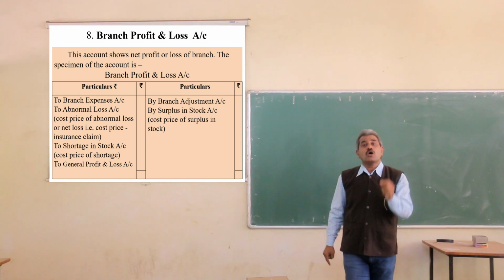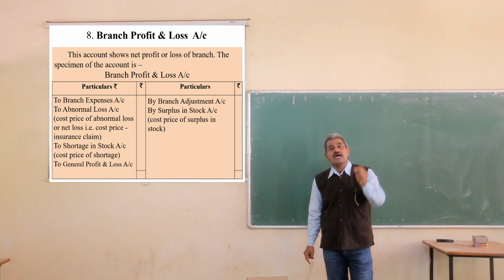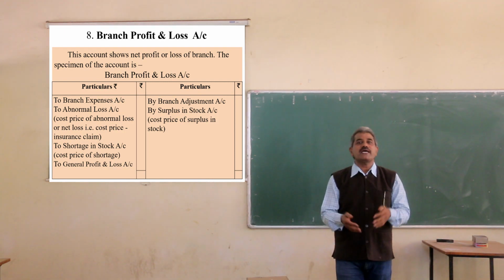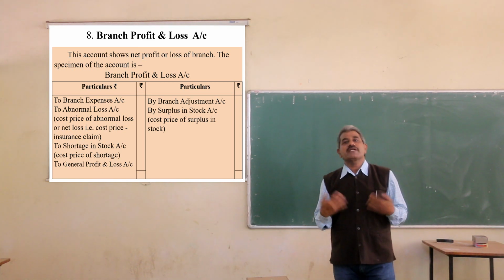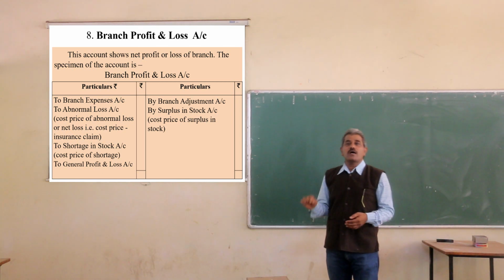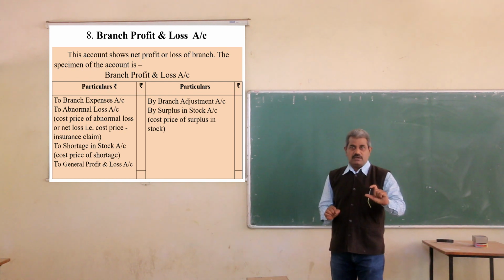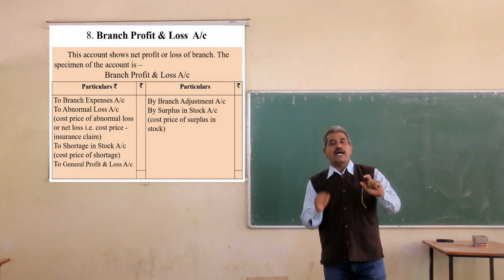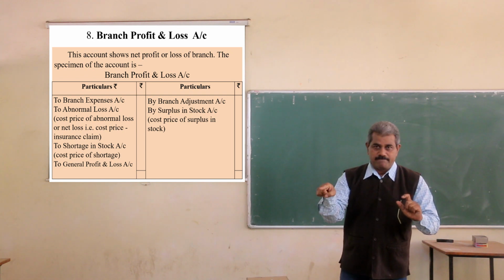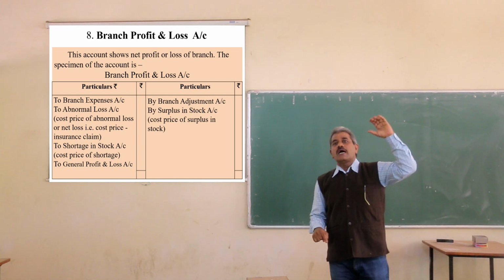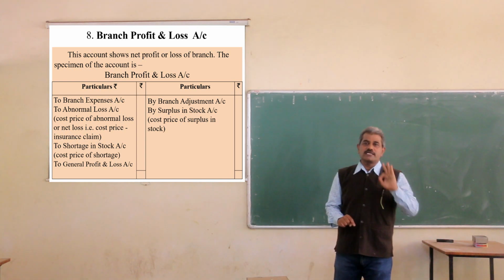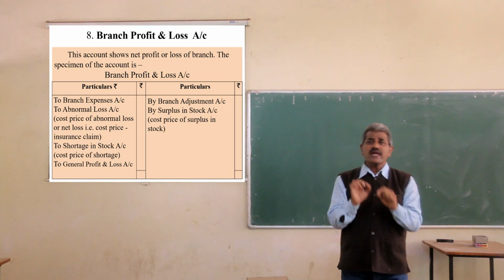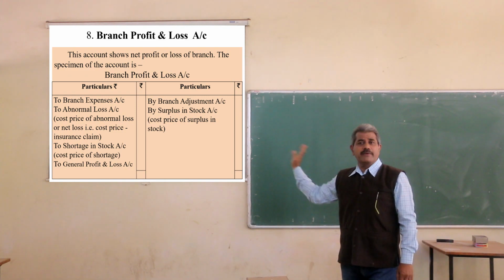In the case of abnormal loss, if the goods are insured and the insurance company admitted the claim or paid the claim, then you have to calculate the net loss, and only the net loss should be debited. How to calculate net loss? Actual loss minus insurance claim. That will be your net loss, and this net loss should be debited.